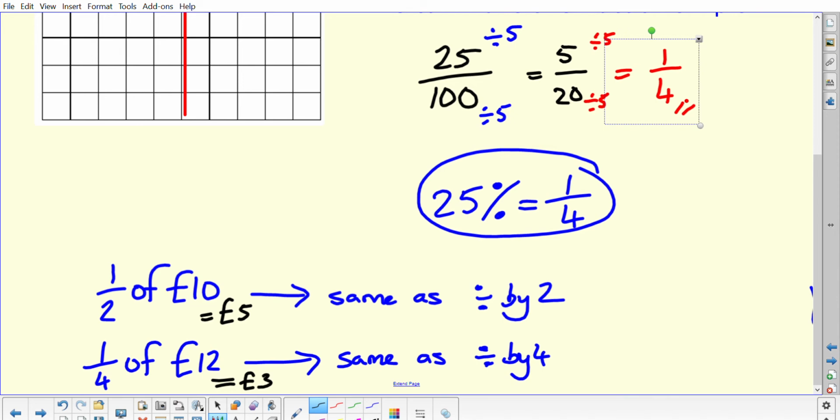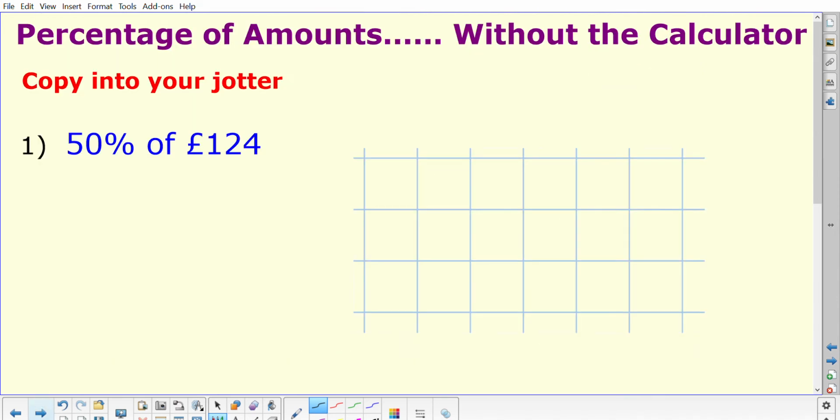So the links that we're making with our fractions, and what we're going to look at in a little minute with percentages, they're all interconnected. So here's a calculation, and I want you to copy these out into your jotter. We're going to be working with percentages of amounts, and we are doing this without the calculator.